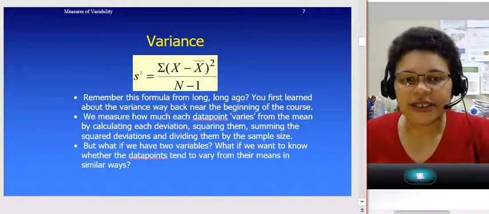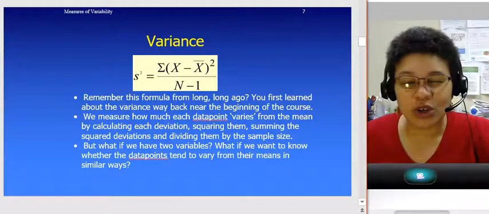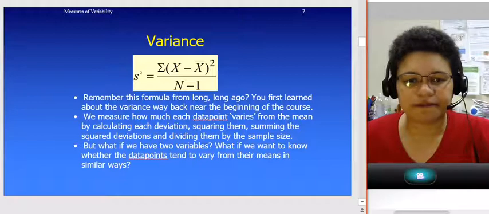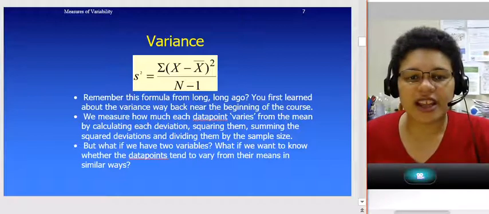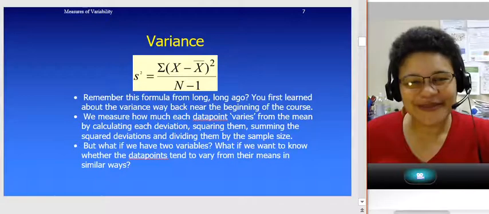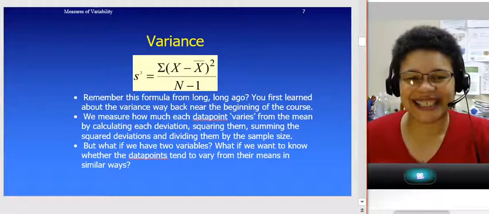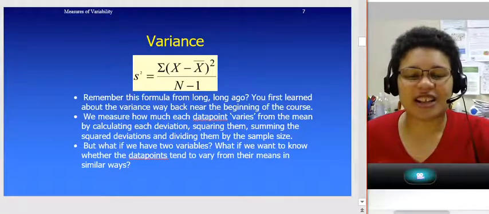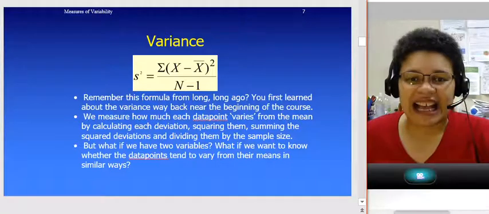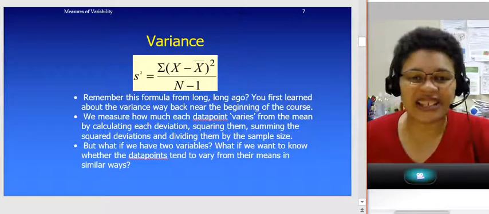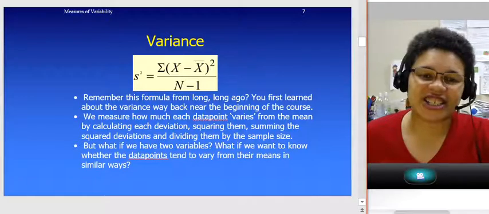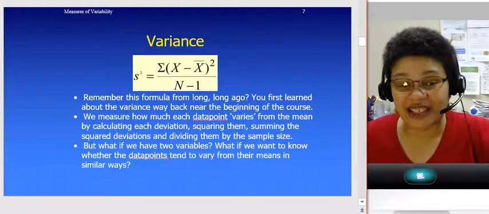Okay, remember the formula for variance from a while ago? Let's look at things algebraically. You first learned about variance way back near the beginning of the course. Remember that? We can measure how much each data point varies from the mean, calculate each deviation, square it, sum the squared deviations, and divide by the sample size. And we get the variance.